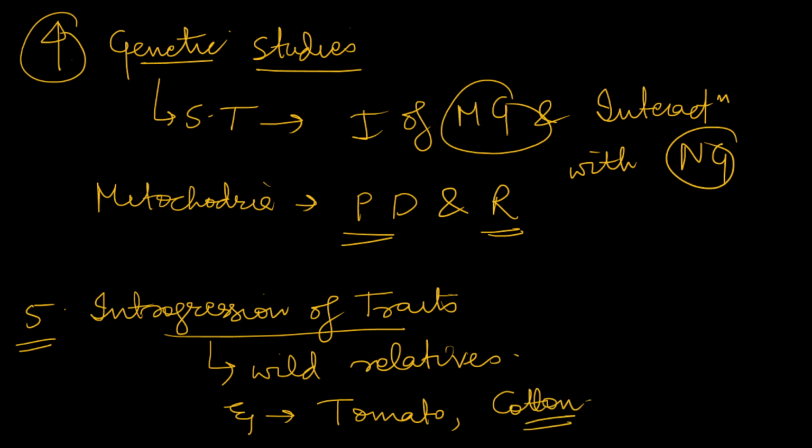Okay, where we get various kinds of qualities from wild relatives. These qualities could be pest resistance, drought resistance. So that will be enough. So these are the 4, 5 points. I think 5 points are enough for your answer, and all the important points have been mentioned.